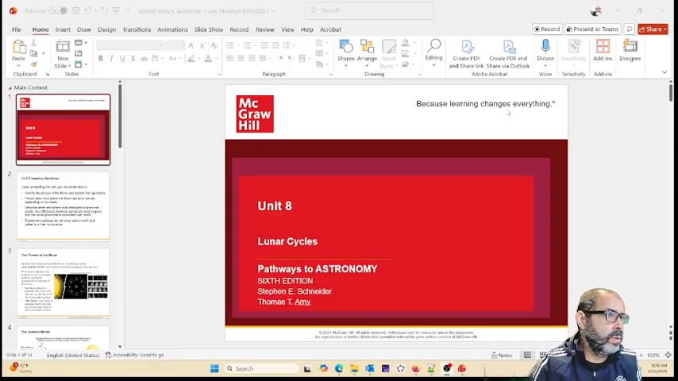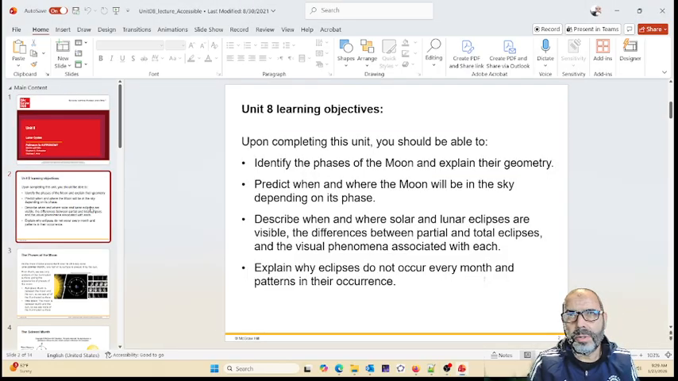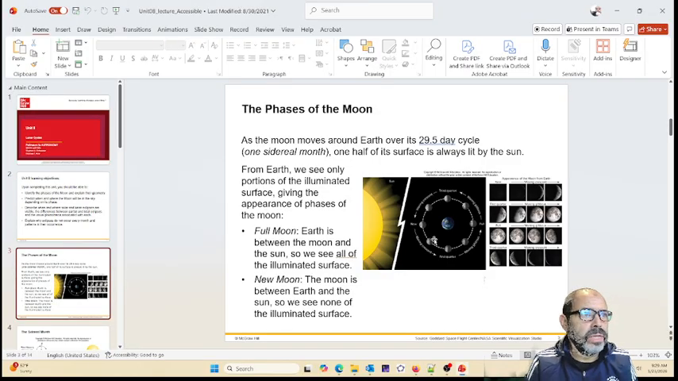In this unit, we're going to talk about the lunar cycles, and we're going to talk about eclipses, okay? Solar and lunar eclipses. So here, we identify the phases of the moon. We're going to predict where and when the moon will be in the sky, depending on its phase, and describe how the solar and lunar eclipses happen, basically when the path of the sun and that of the moon and that of the earth basically line up, and then explain why lunar eclipses or solar eclipses do not occur on a monthly basis. Here is a relative position of the sun, the moon, and the earth.